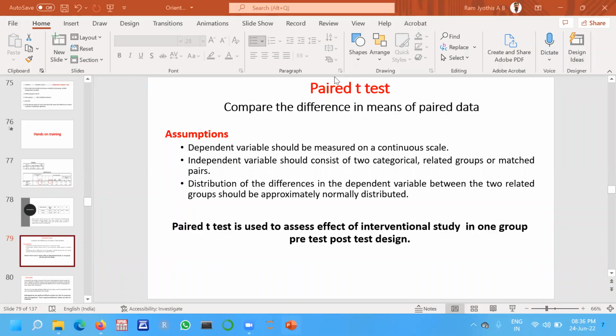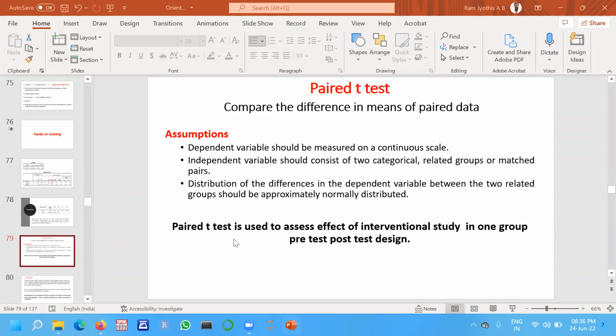So what are the assumptions? The dependent variable should be measured on a continuous scale. Mostly in parametric tests, the dependent variable should be on a continuous scale. The independent variable should consist of two categorical related groups or matched pairs. In Student's t-test or independent t-test, we know it is a different group. Here, only one group. The distribution of differences in the dependent variable between the two related groups should be approximately normally distributed.